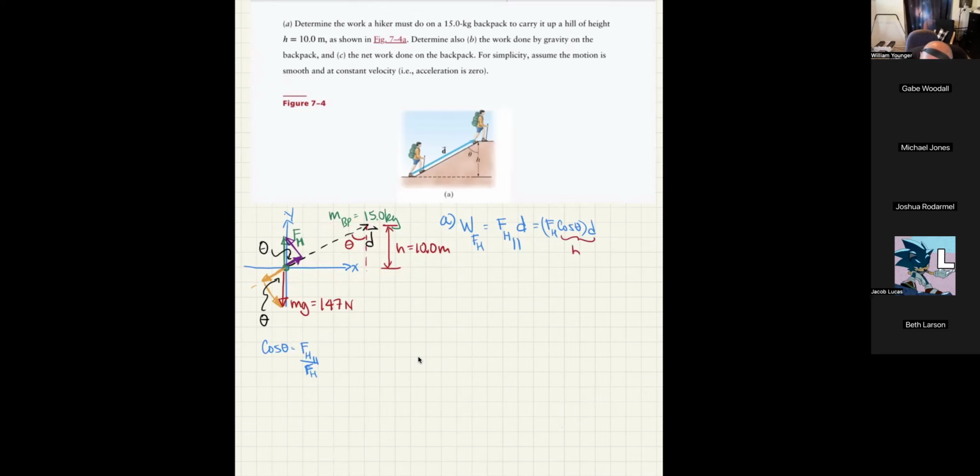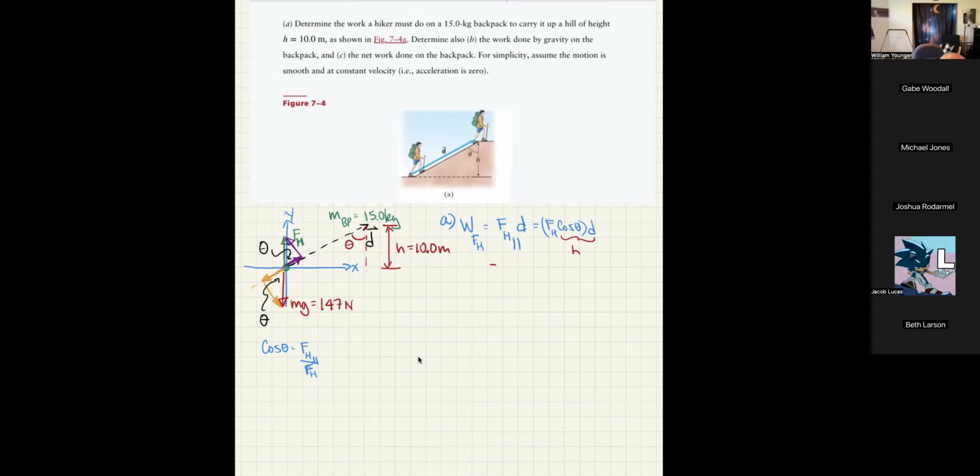D cosine theta is just H. So the F_H parallel times D just becomes F_H times H. And that should make some sense. Let's go ahead and compute it, and I'll talk that out a little bit. So we now have basically the work done.